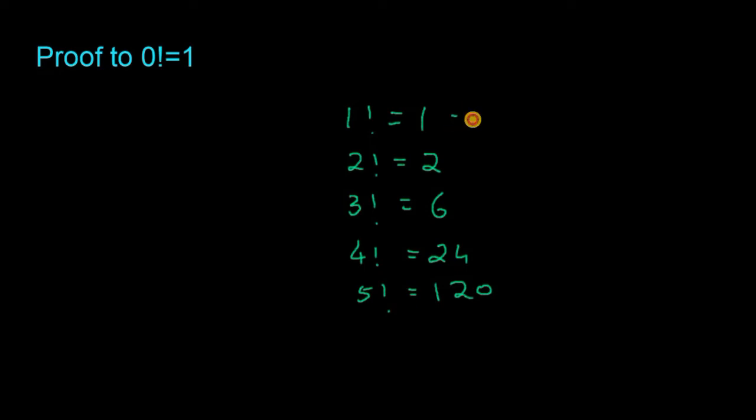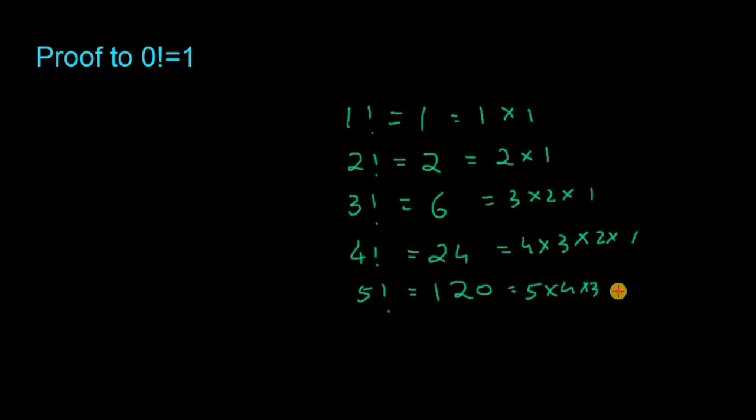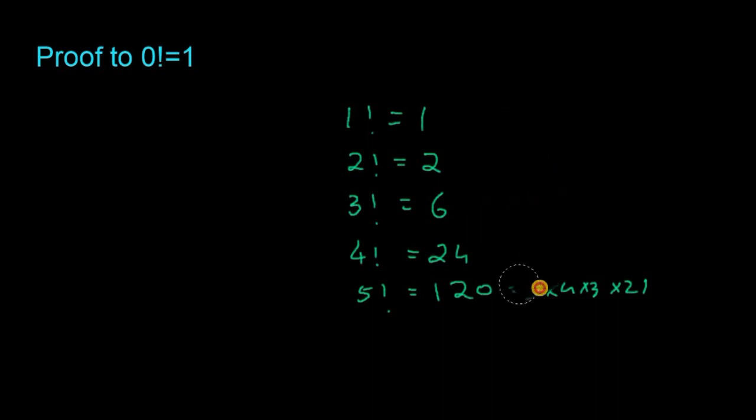So basically what we have done is 1 factorial is 1 into 1, 2 factorial is 2 into 1, 3 factorial is 3 into 2 into 1, 4 factorial is 4 into 3 into 2 into 1, 5 factorial is 5 into 4 into 3 into 2 into 1. So this is what we have done, for the ones who had forgotten what factorials are. So let us now go back to our proof.